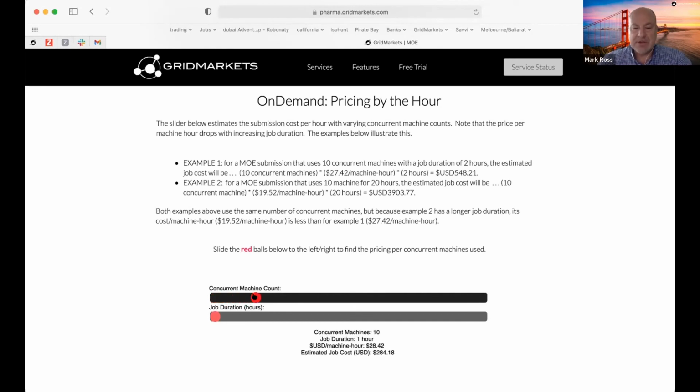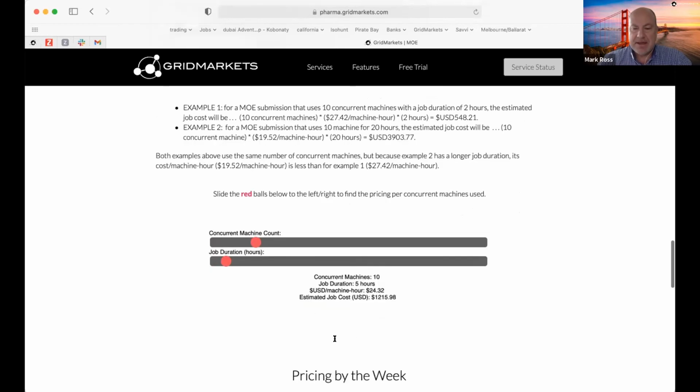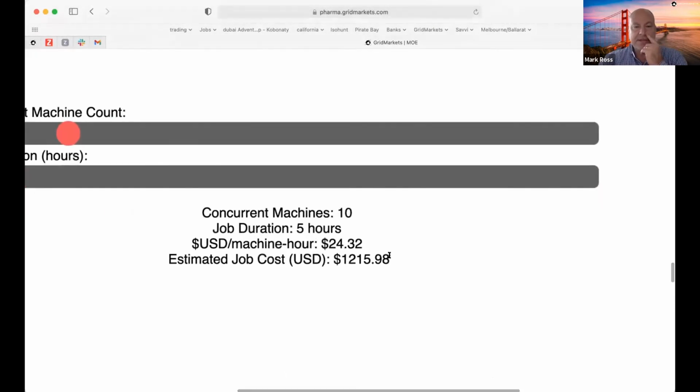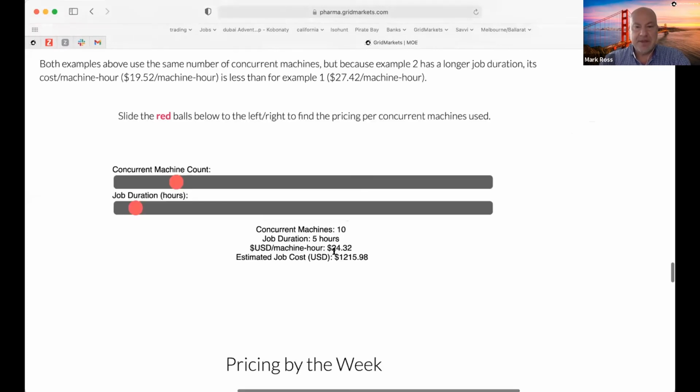I would slide this over until the concurrent machines show 10. And my estimate for the job duration might be, say, 5 hours. Let's put 5 hours in there for fun. And you can see then what the estimate of the cost is going to be. In this case, the per machine hour cost is $24, and the total job cost in this case for 10 machines at 5 hours is $1,215.